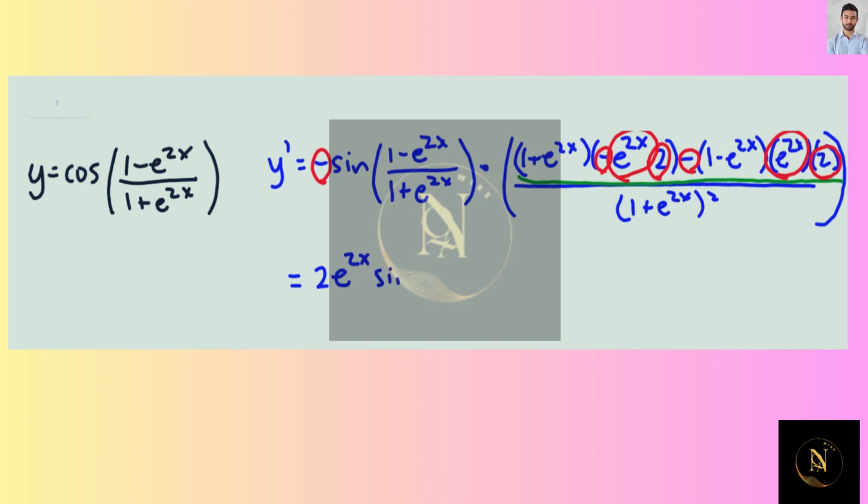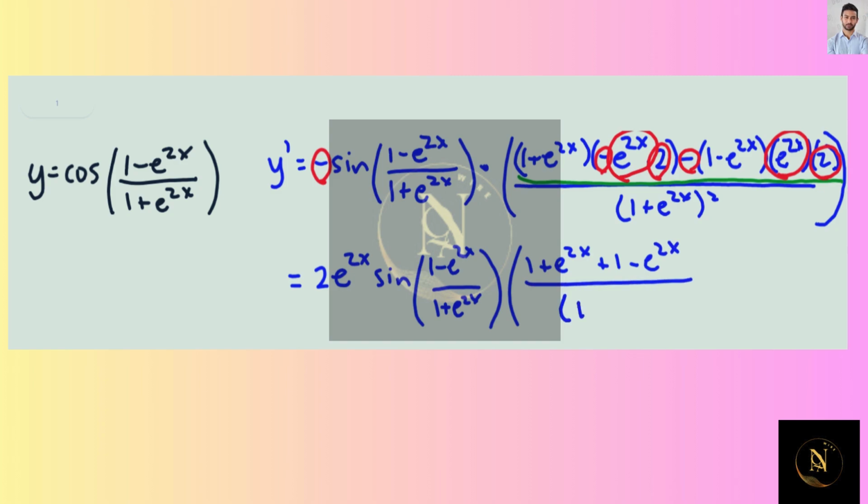times the sine of 1 minus e to the 2x over 1 plus e to the 2x times, now let's see what we have left in that quotient. We have 1 plus e to the 2x plus 1 minus e to the 2x over 1 plus e to the 2x squared. Now look what happens to the numerator of that quotient. The e to the 2x and the minus e to the 2x cancel, leaving us with just 1 plus 1, and we know that that is 2.